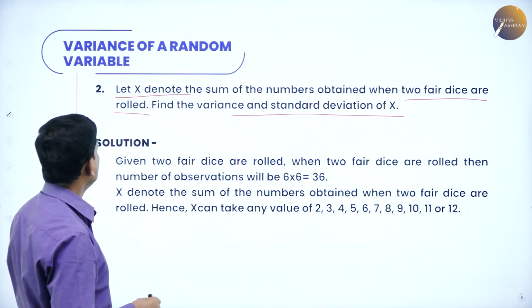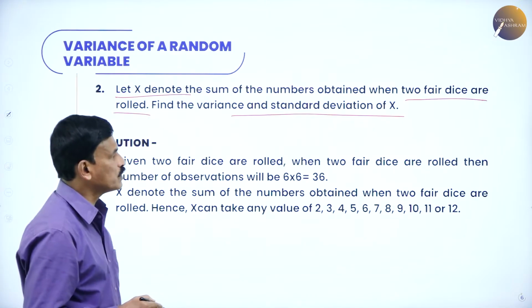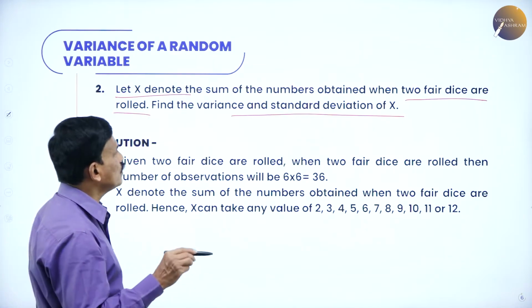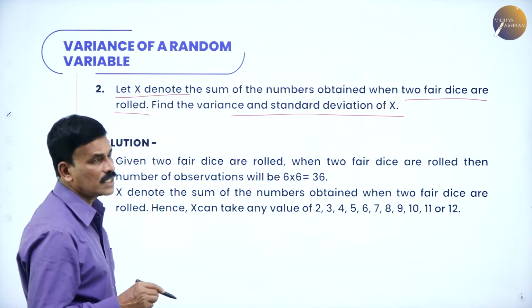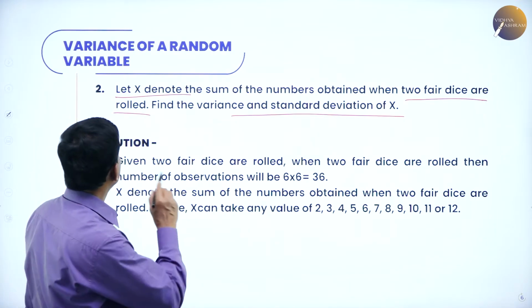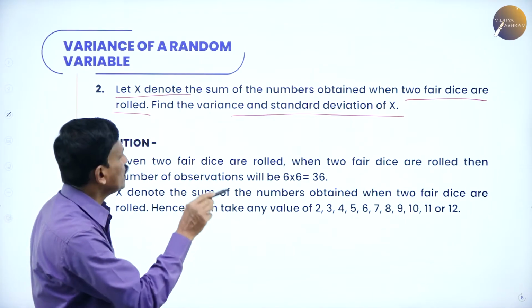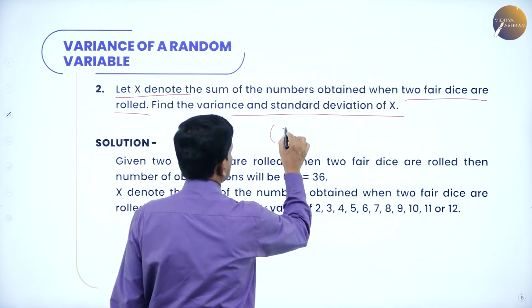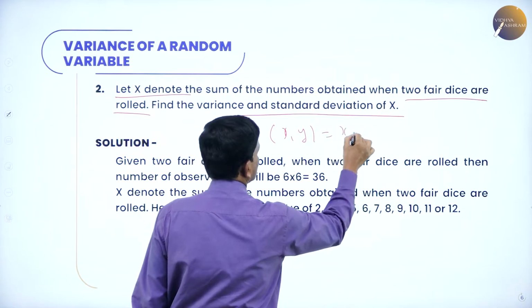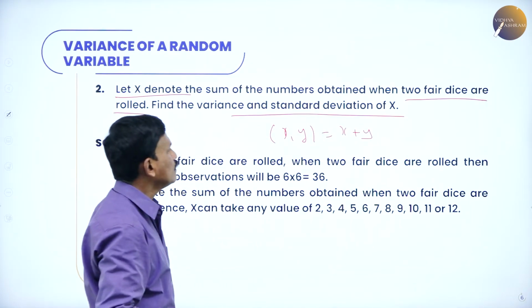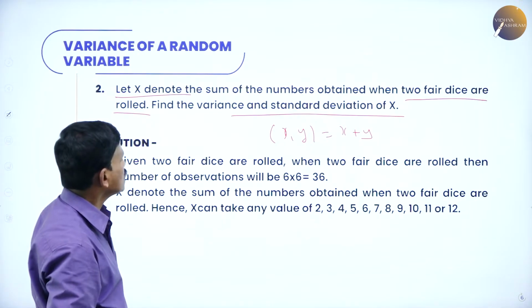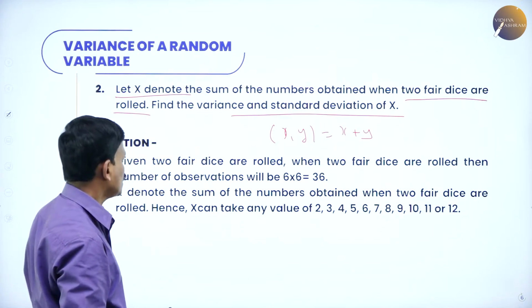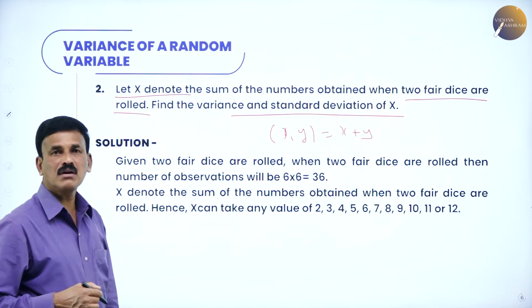What is the problem given? Let x denote the sum of the numbers obtained when two fair dice are rolled. Find the variance and the standard deviation. So when x denotes the sum of the numbers, suppose the first number is x and the second number is y, then this is given as x plus y. Now let us come to the answer.